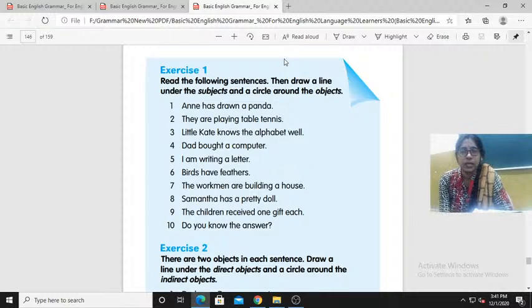सबको मेरा यही कहना है कि all of you should practice it properly. ठीक है, so at least all of you write 10 examples of what is direct object and what is indirect object. Many children, while doing this one, are not writing properly.